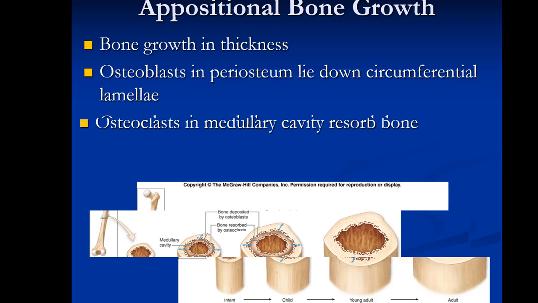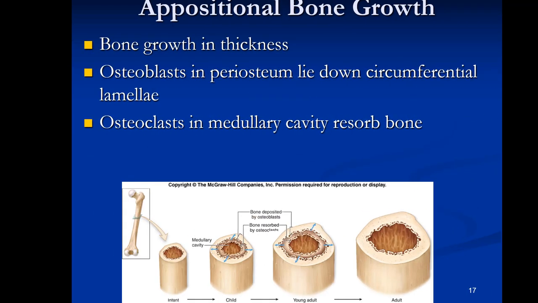And this is a little bit easier, and a picture kind of describes it all. So if you look at bone diameter as you go from an infant to a child to a young adult to an adult, you can see the bone definitely gets thicker. But the important thing to realize is that it doesn't just add more bone to make it thicker. You also increase the size of this cavity.